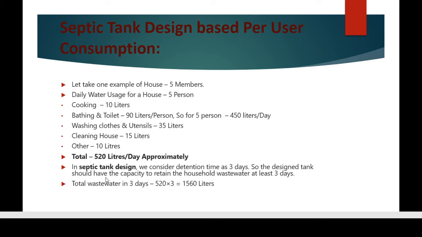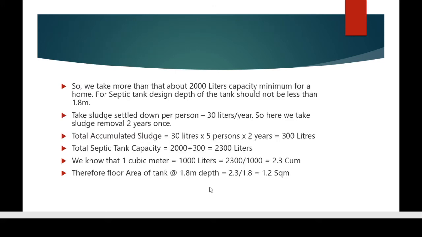So total wastewater in 3 days is equal to total consumption of water into 3, which will get 1560 liter. Next one, we take more than the about 200 liters capacity minimum for a home. For a septic tank design, the depth of the tank should not be less than 1.8 meter, as we see in the dimensional slide. Take sludge settle down per person is equal to 30 liter per year.